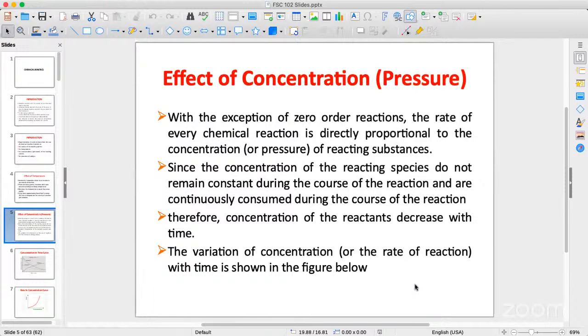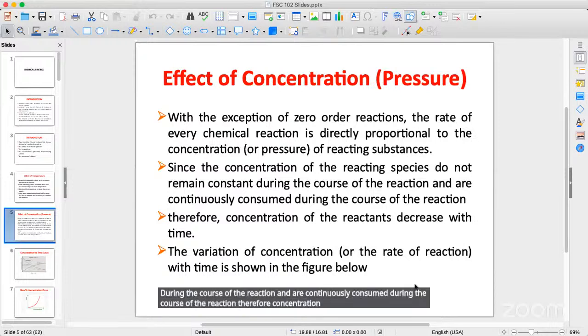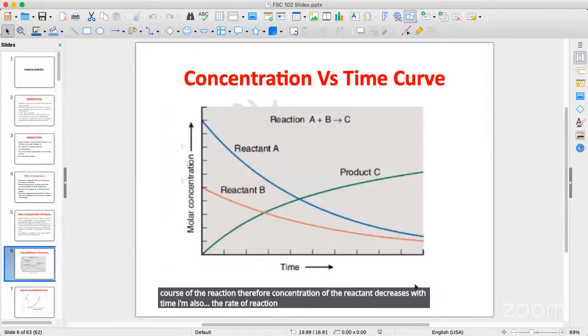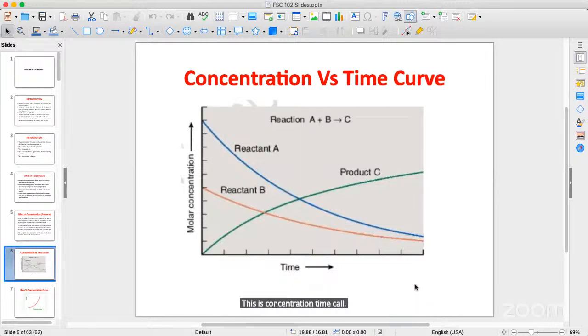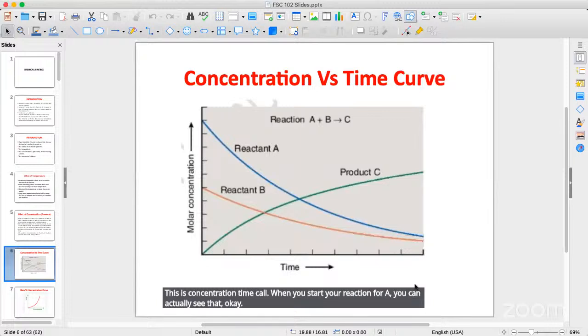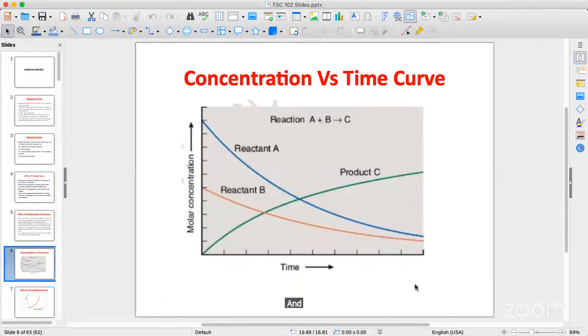And that is what we mean when we say the concentration of the reacting species does not remain constant during the course of the reaction and is continuously consumed. Therefore, the concentration of the reactant decreases with time, and the rate of reaction will also decrease with time. And that is what you're having here. This is the concentration time curve. You have two reactants here: reactant A, the blue curve, reactant B, the red curve, and the product, the green curve.